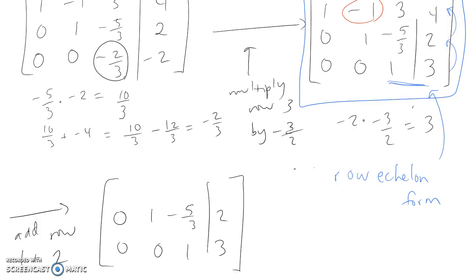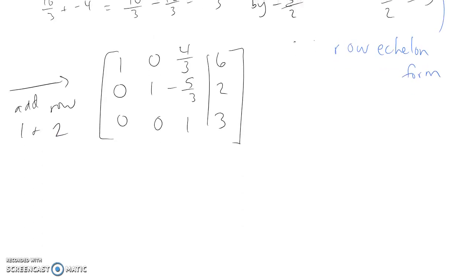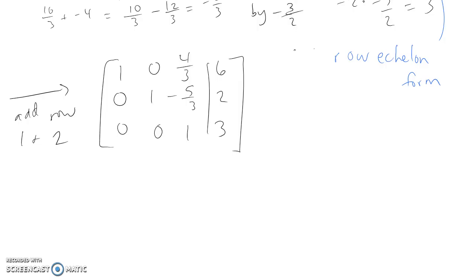Well, 1 plus 0 is 1. Negative 1 plus 1 is 0. That's what I wanted. And 3 plus negative 5/3 ends up being 4/3. And then 4 plus 2 gives me 6. All right, so I've got that new matrix.